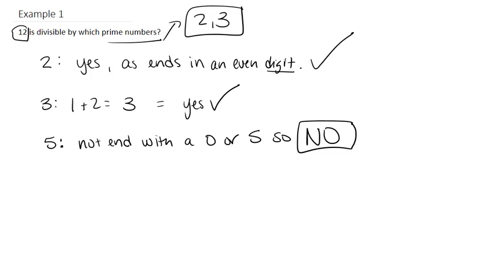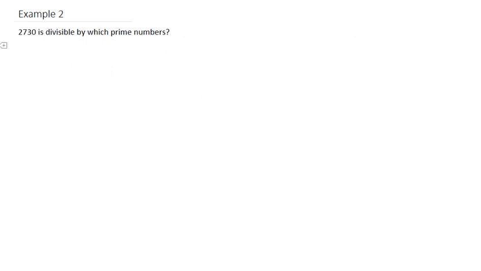Now let's look at example 2. 2,730 is divisible by which prime numbers? Well, how we go about a large number like this is we would take this 2,730, and let's go ahead and divide it first by 2. Because we would say it can be divided by 2 because it ends in an even digit, which is a 0.